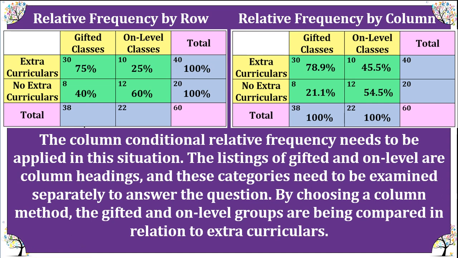The column conditional relative frequency needs to be applied in this situation. The listings of gifted and on-level are column headings, and these categories need to be examined separately to answer the question. By choosing a column method, the gifted and on-level groups are being compared, and that's what we were just talking about. So I am comparing gifted and on-level. We can make a prediction with the gifted, but we could not with the on-level.